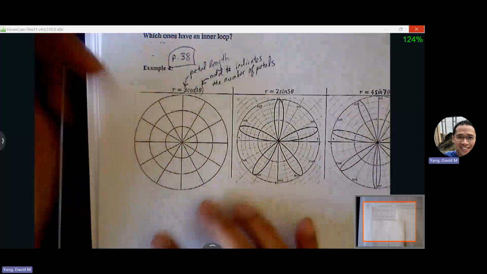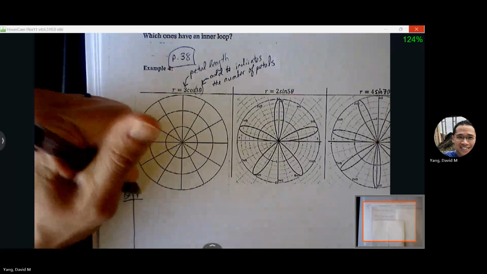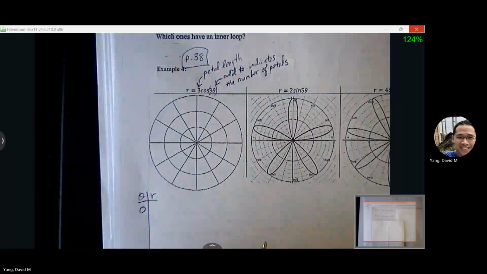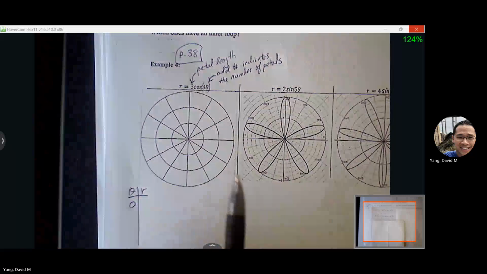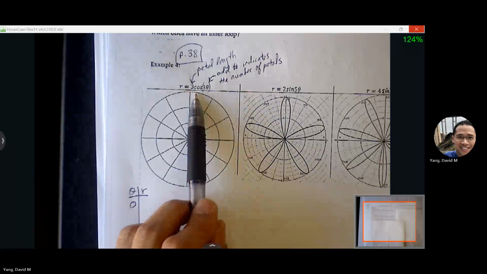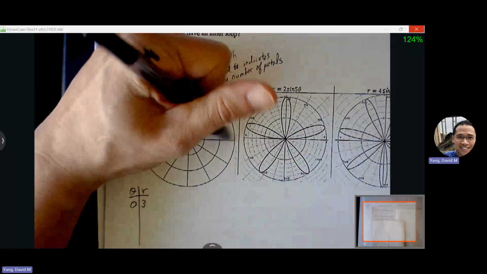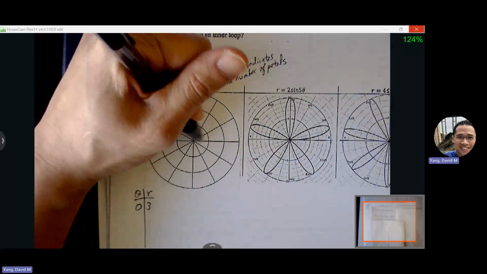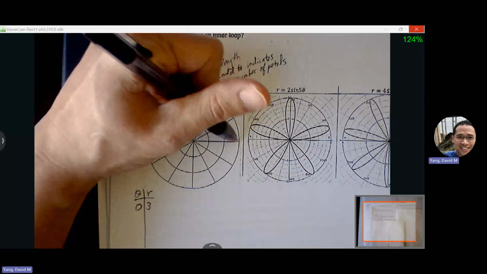So let's start off here. We'll start at 0. All right, so if I plug 0 in for theta, cosine of 0 is 1. 1 times 3 is 3. So at the polar 0 here, at this polar x-axis, we know we're going to start off at 3.